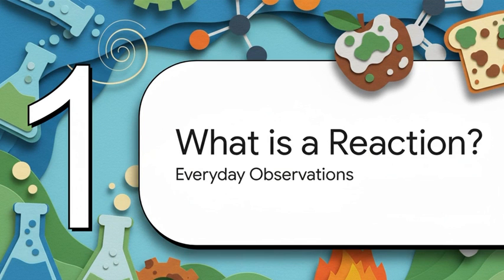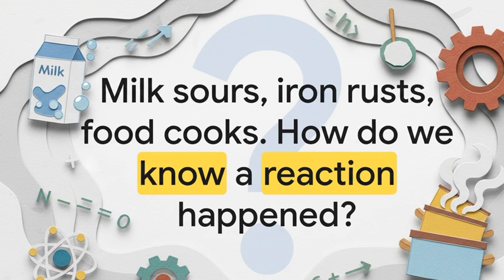All right, let's kick things off with the big question. What in the world is a chemical reaction? The cool thing is, you already see them happening all the time, probably without even thinking about it. Just think about it for a second. Milk going sour, that old iron nail in the garden getting rusty, even just cooking food. In all these cases, the stuff you started with is changing into something completely new. These are all chemical reactions in action.